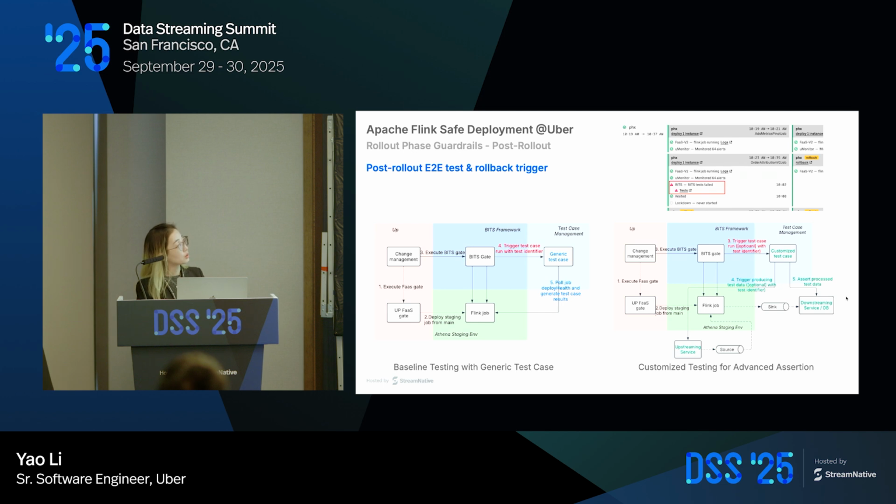This example shows the job getting rolled back due to the end-to-end testing execution.